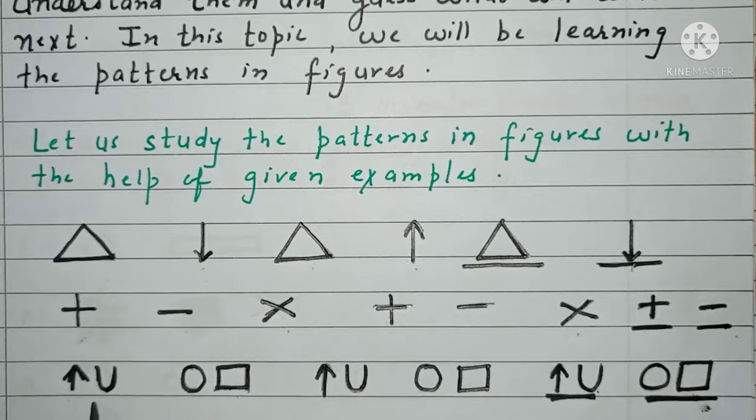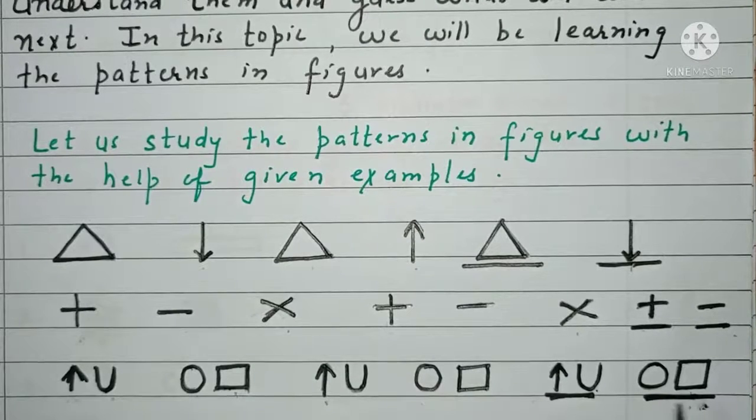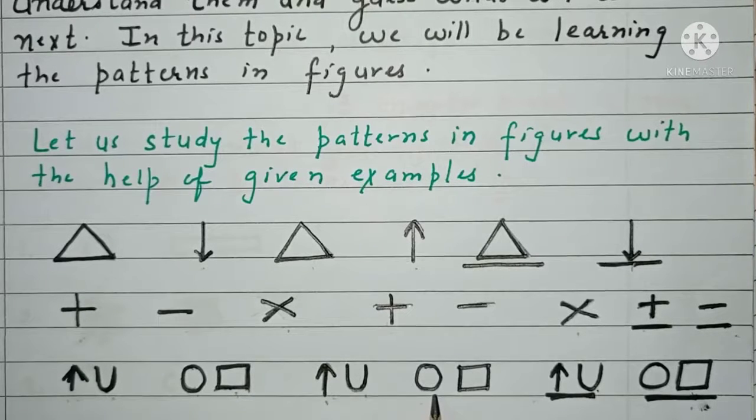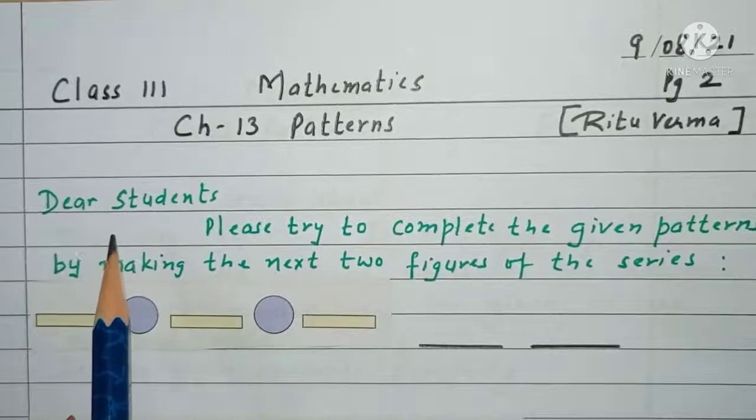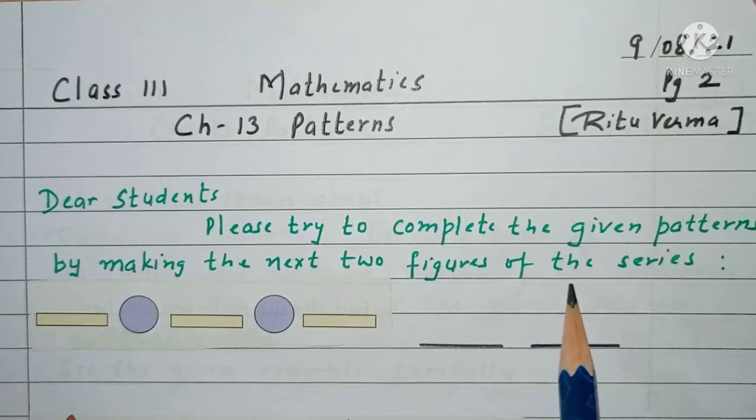Seeing the next part now, an arrow in the upward direction and then a sign of U. Then a circle and then a square shape. Then moving on to another part which is showing again the same pattern. So the same pattern will be repeated, which will be having an arrow in the upward direction and then a U, then followed by a circle and a square. So dear students, please try to complete the given patterns by making the next two figures of the series.